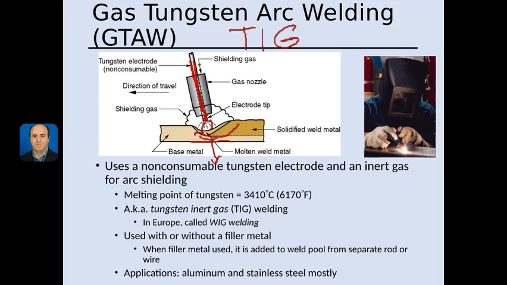In this process we have to have shielding gas. The shielding gas protects the hot metal from oxidation and other atmospheric contamination. The gas can be argon or helium. Argon, helium, they are inert gases, so they don't react with the hot metal.